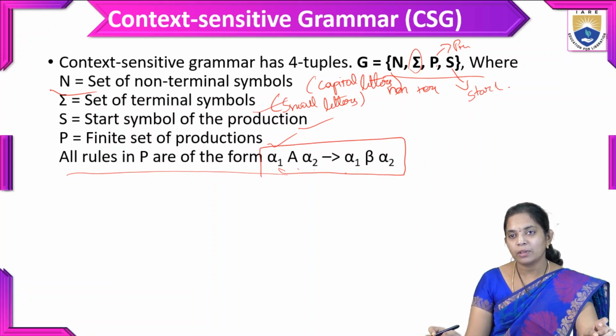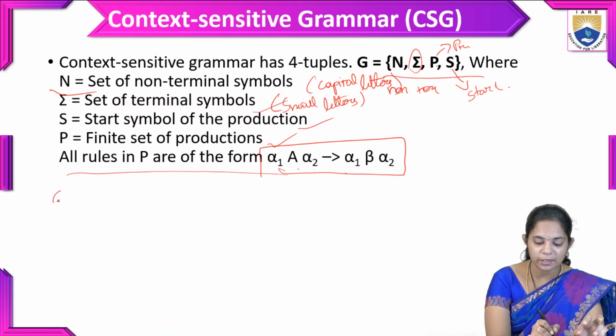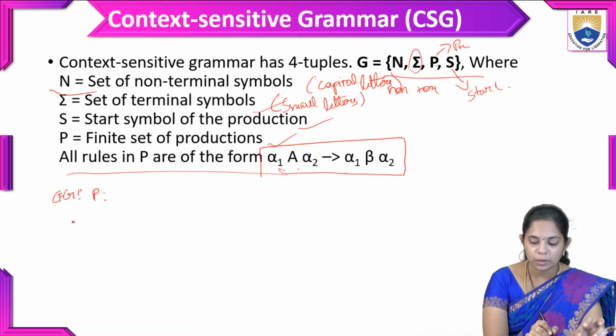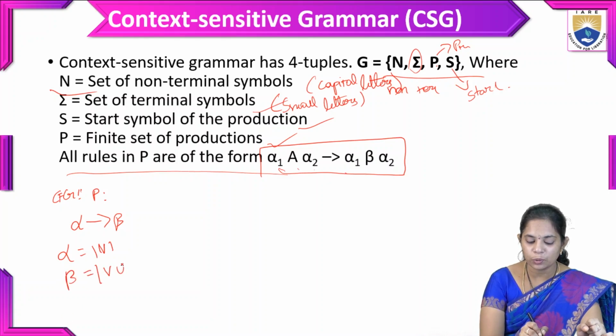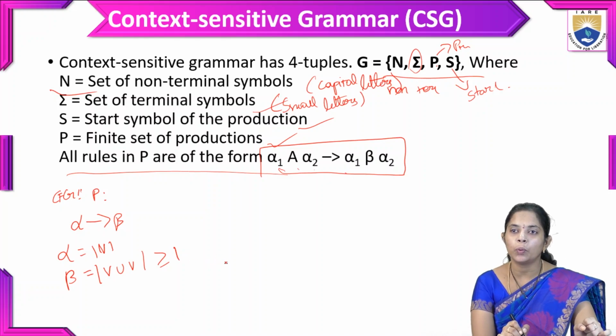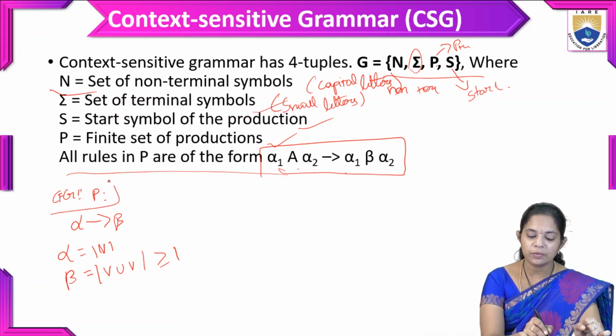Generally we have restrictions in context-free grammar like this. Context-free grammar production rules are of this form: alpha tends to beta, where alpha is only one value, the length of alpha is equal to 1, and beta is such that the length of (V union T)* is greater than or equal to 1. So this is the context-free grammar.